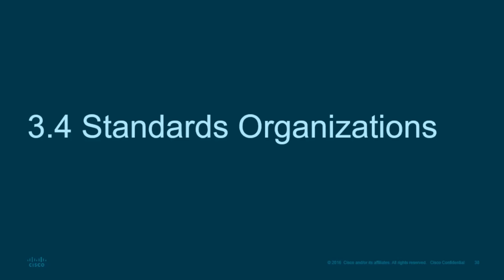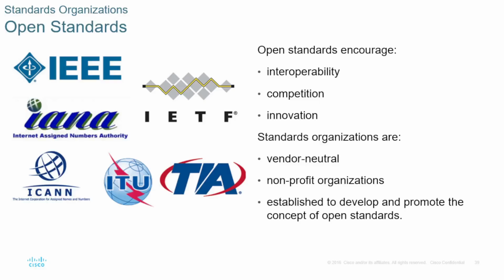Standards organizations play a key role in the networking industry by creating rules and guidelines that ensure devices and technologies can work together. Open standards are essential because they promote interoperability, competition, and innovation. Thanks to open standards, devices from different vendors can work together seamlessly. For example, a Dell laptop and an Apple iPad can coexist on the same network. These organizations are typically vendor-neutral and nonprofit, established to develop and promote open standards. Their work ensures that technologies are compatible and reliable across different platforms. By supporting open standards, they help networks function smoothly and drive the advancement of new technologies.